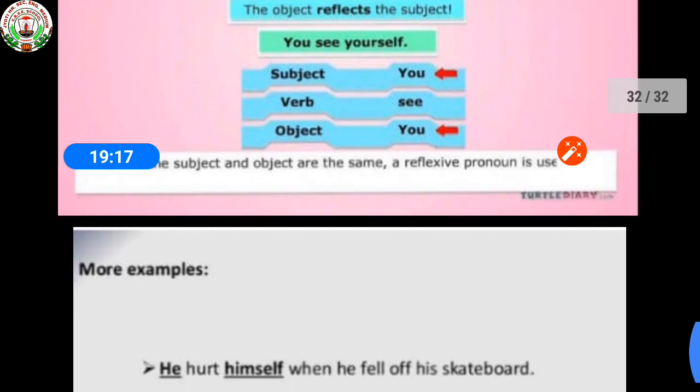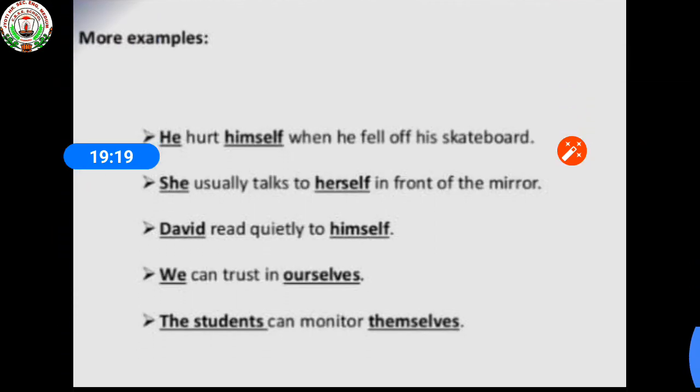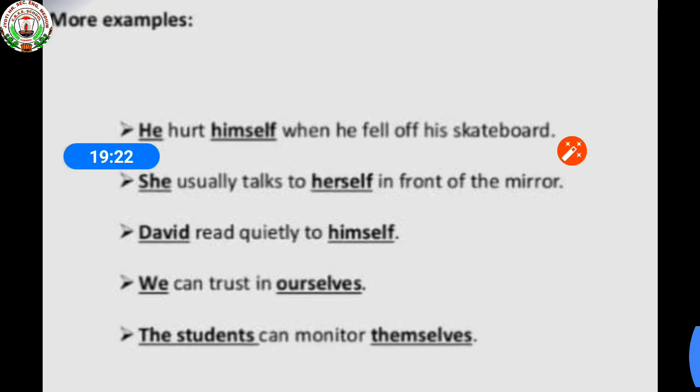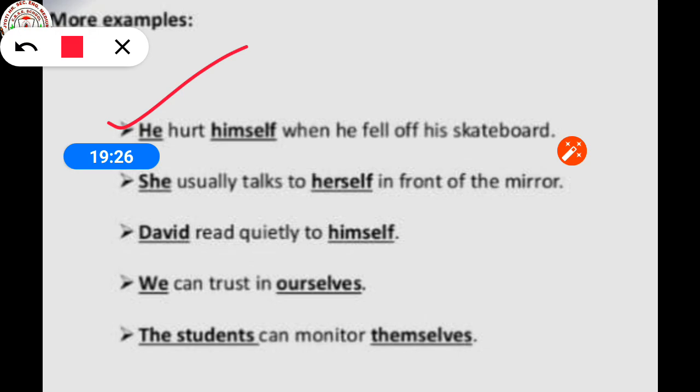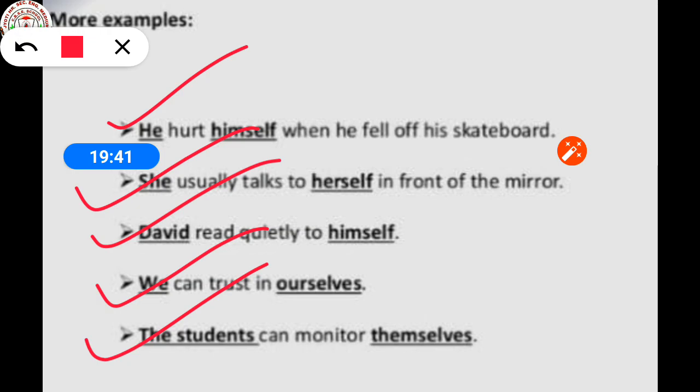You can see some more examples of reflexive pronouns. He hurt himself when he fell off his skateboard. She usually talks to herself in front of the mirror. David read quietly to himself. We can trust in ourselves. The students can monitor themselves. These are some examples related to reflexive pronouns.